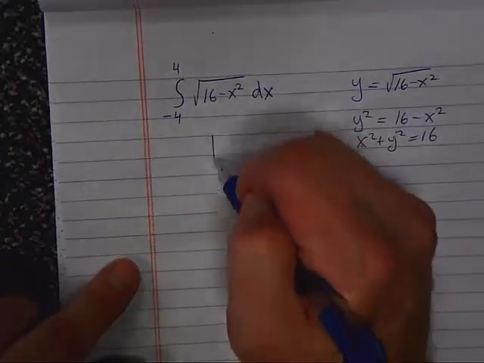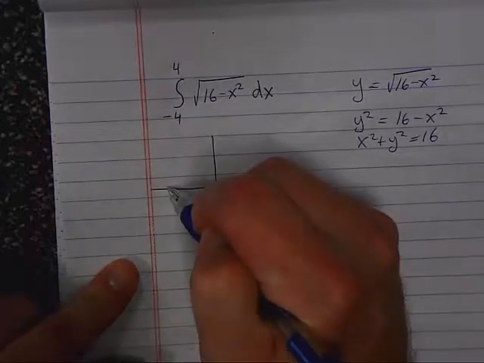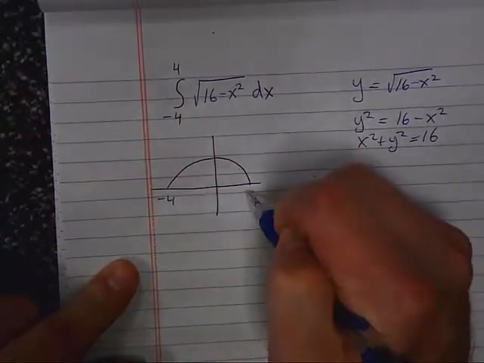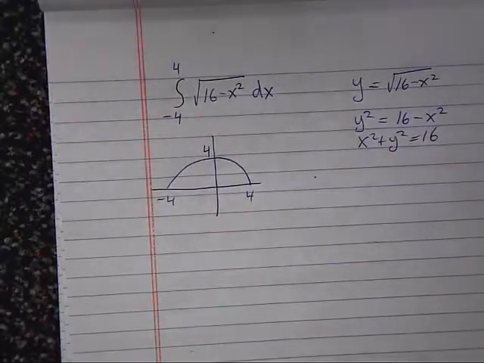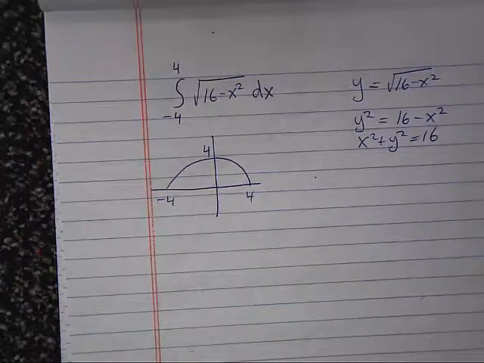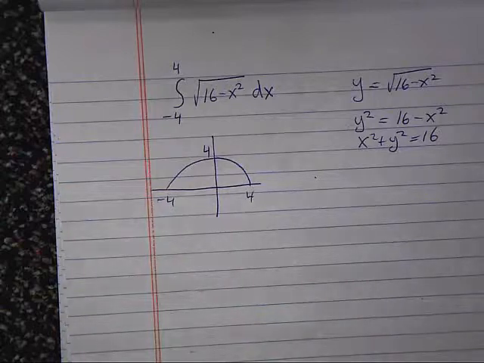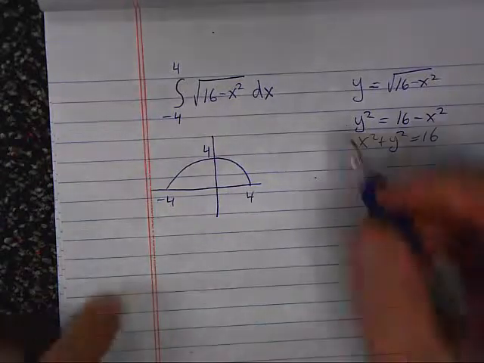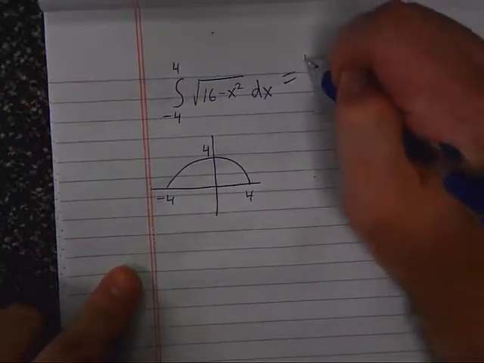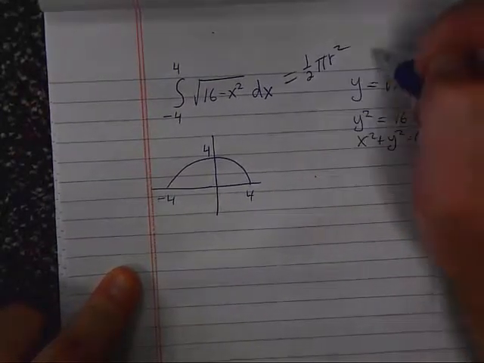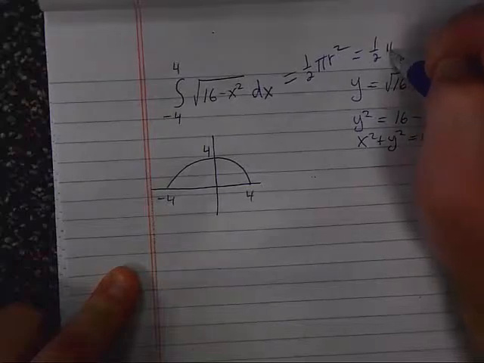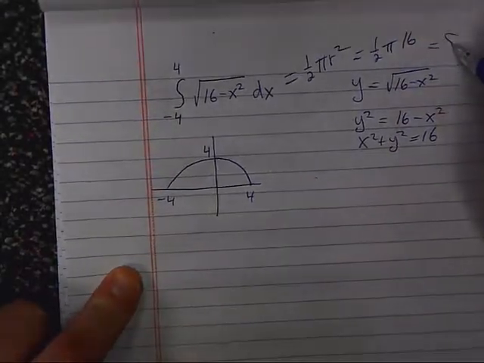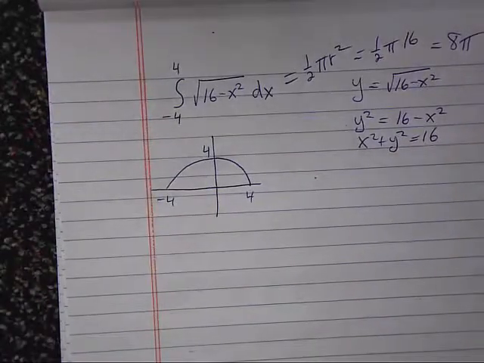So what I'm really asking you to do, you have the top half of a circle of radius 4. So that integral simply asks you to find the area of half a circle. How do you find the area of a circle? Pi r squared. Except we only want half of it, right? 1/2 pi r squared. So that's going to be 1/2 times pi times 16, because r is 4. So our answer will be 8 pi.